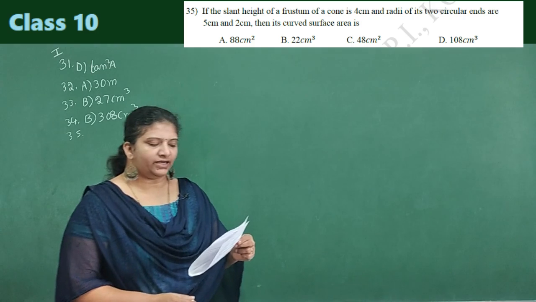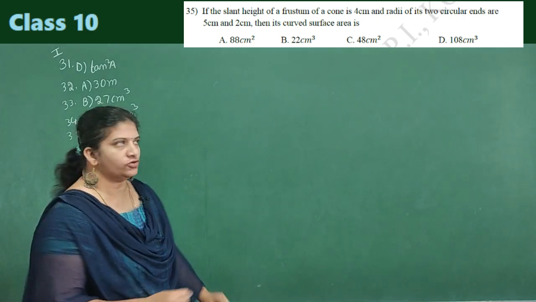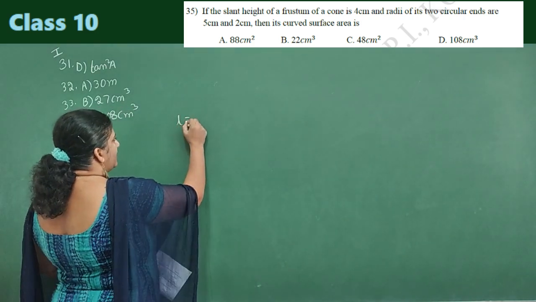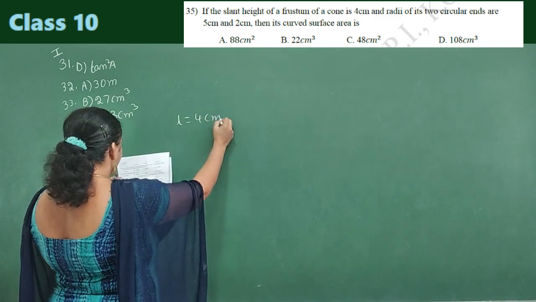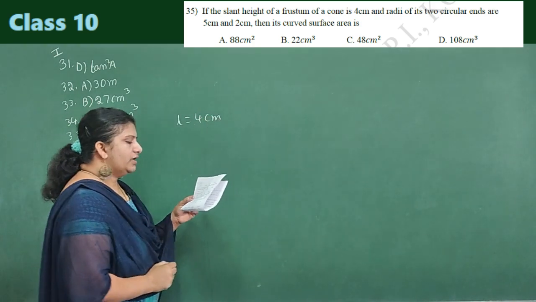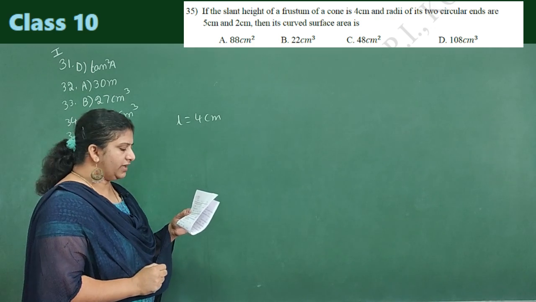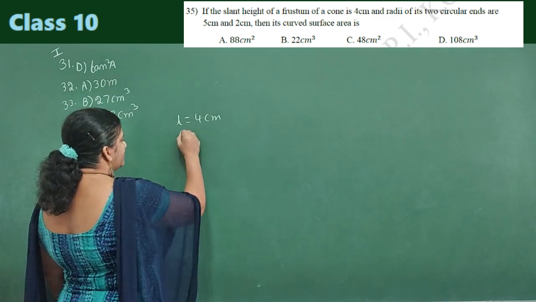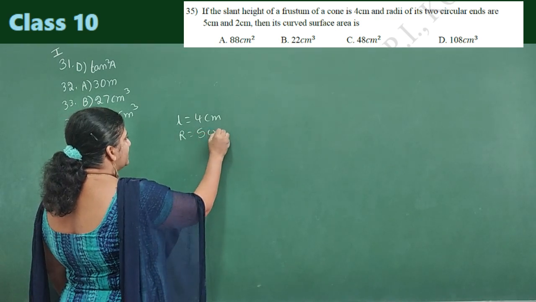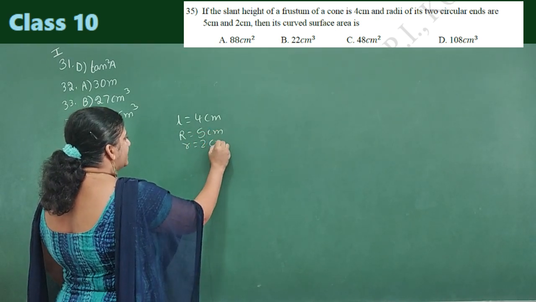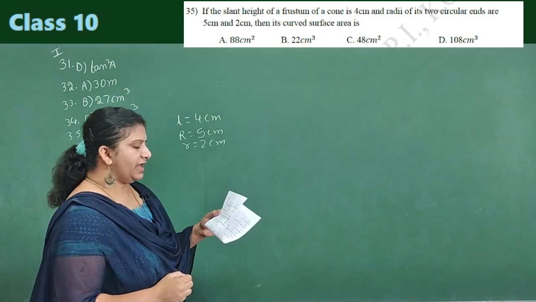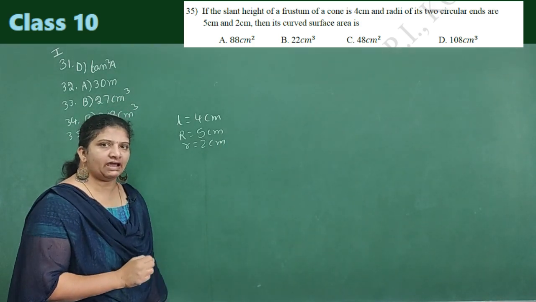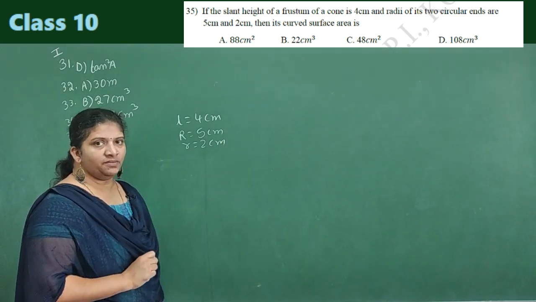If the slant height of a frustum of a cone is 4 centimeters, L is equal to 4 centimeters, and radii of its two circular ends are 5 centimeter and 2 centimeters. Capital R is 5 centimeters, small r is 2 centimeters. Then its curved surface area is, what is the formula?